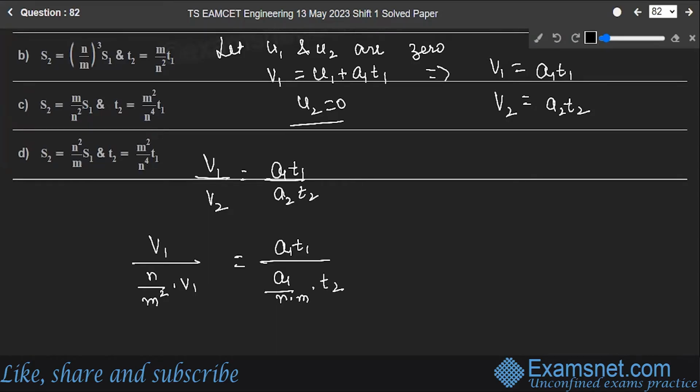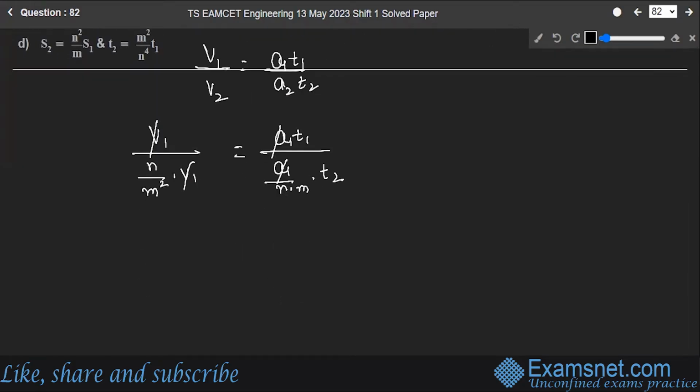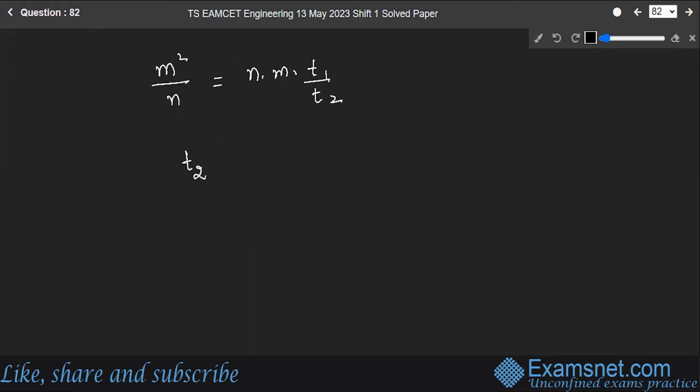What I will be doing is the cancellations. So this will ultimately be equal to m square upon n is equal to n m t1 upon t2. Or you have t2 is equal to n square upon m into t1.